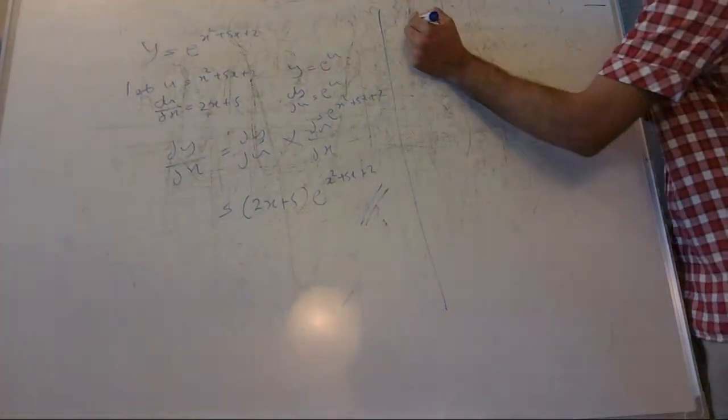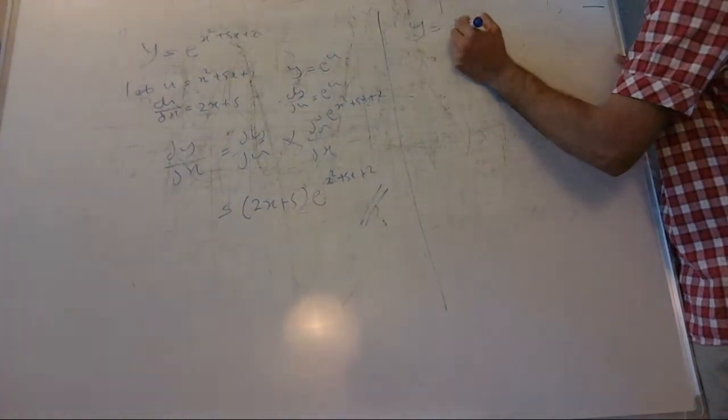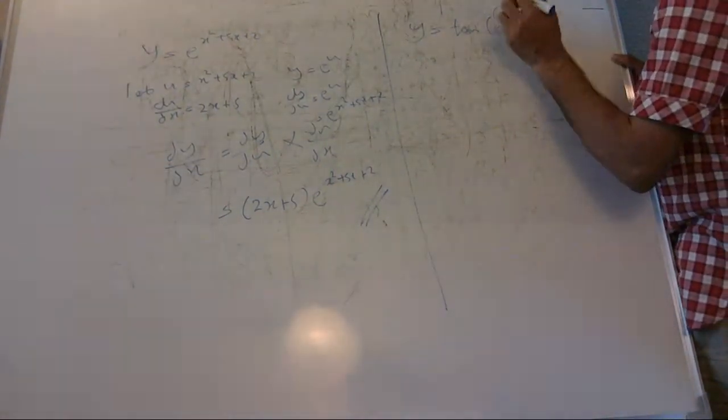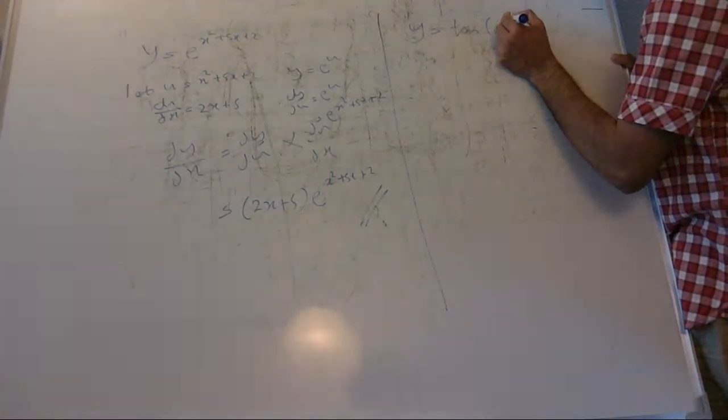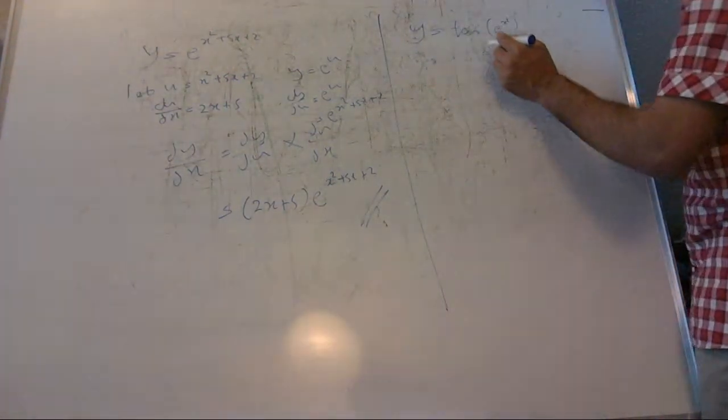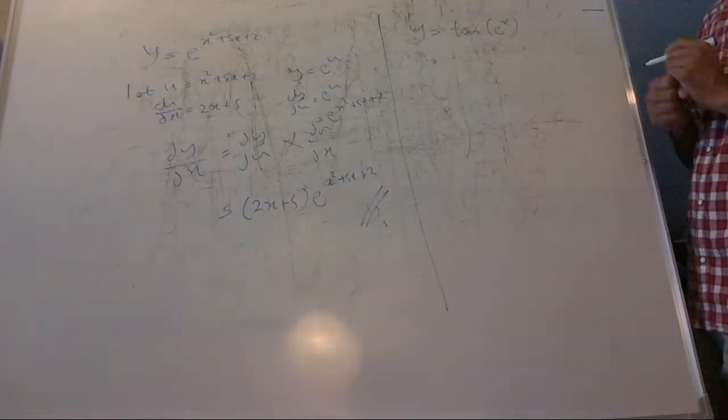Okay, so let's do one more question. So let's say we have y equals tan of e to the x. Okay, so this is an interesting question. Let me make it a little bit more complicated. Let's say e to the x squared. So y equals tan of e to the x squared. Okay. So we have a function inside a function inside a function.